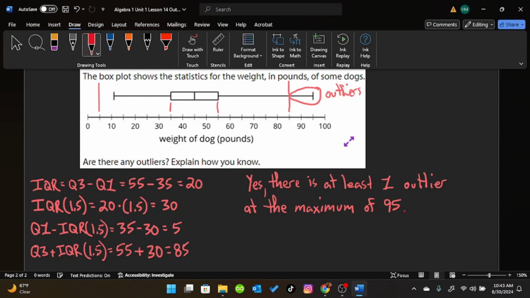If you have any questions about how to calculate your outlier fences or how to identify whether there are outliers on a box plot, please use class time to ask for further clarification so that you are prepared as we move forward to the next lesson.